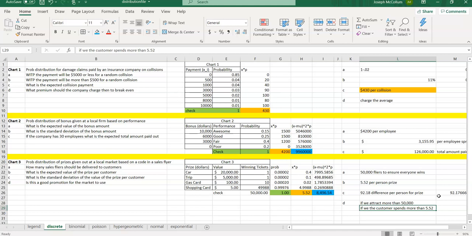That is, what we typically get means what the grocery store typically makes per person prior to and during the promotion. That's really what I'm looking for, is what is the typical sales versus what is the sales when the promotion is going on. See if that increase is worth that $5.52 we're giving out per person prize.